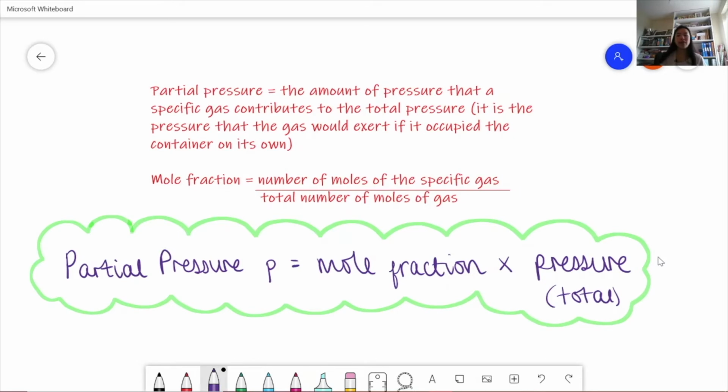We're now going to define partial pressure and mole fraction. So partial pressure is the amount of pressure that a specific gas contributes to the total pressure. So it's the pressure that the gas would exert if it occupied the container on its own. So the partial pressure of A would be the amount of pressure that this gas A contributes to the total pressure, so the fraction of it. And the mole fraction is the number of moles of that specific gas divided by the total number of moles of gas in the entire mixture. So therefore, we can form the equation: partial pressure, which is denoted by a small p, is equal to the mole fraction times the total pressure of the entire mixture.